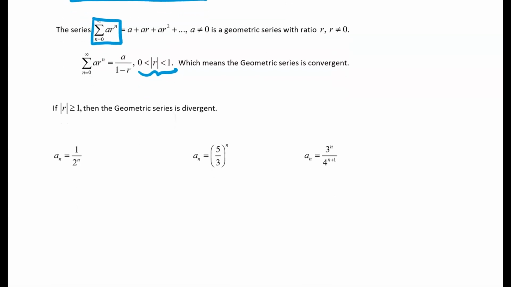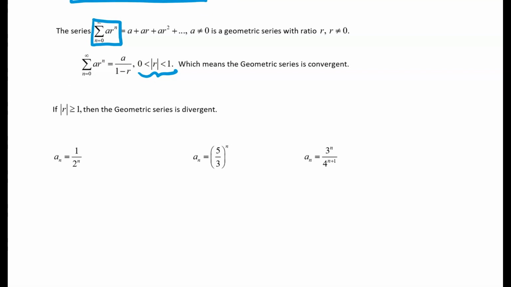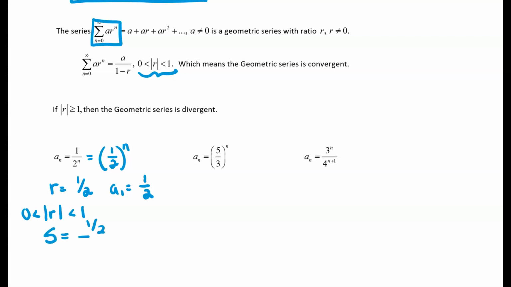I wrote this one for a reason. You'll see it like this a lot. Anytime you have a 1 on top, you could actually write that as 1/2 the quantity to the n, because 1 to the n is always 1. So when you look at this, r is 1/2. The first term is also 1/2. And because your absolute value of r is between 0 and 1 with 1/2, then we can use the formula S equals a1 over 1 minus r, which is actually equal to 1.